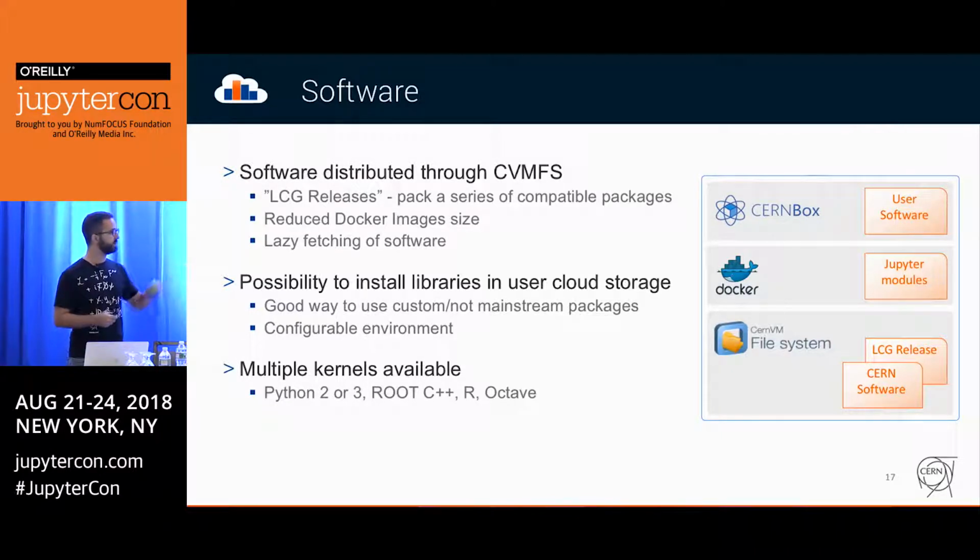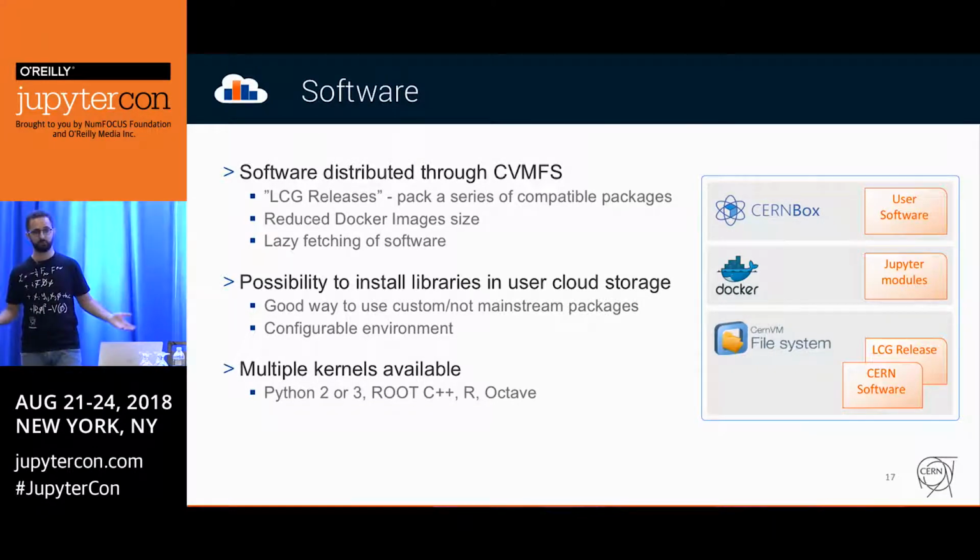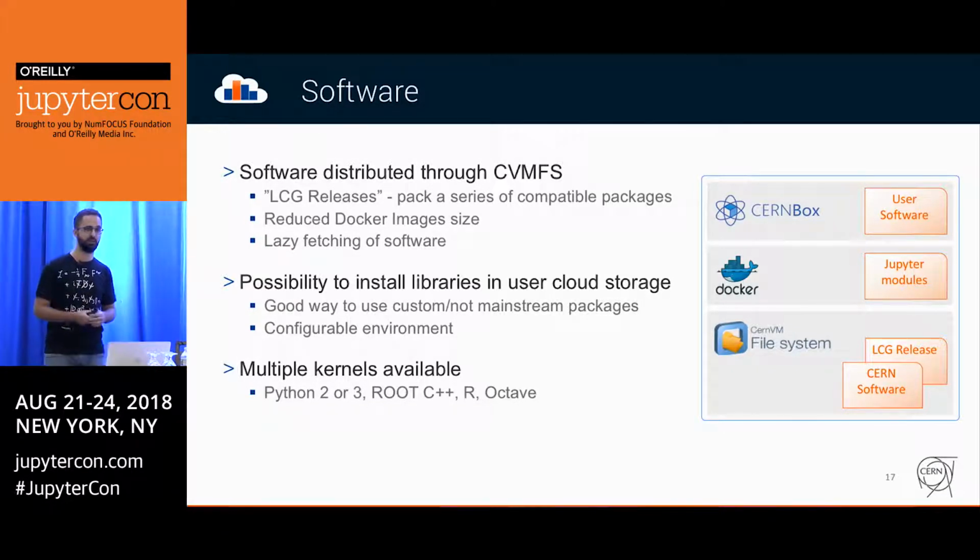And a note here: we are providing four kernels to our users. Python in version 2 or 3, depending on the stack that you choose. We also have ROOT C++, of course. This was the origin of this project. Then we have R and Octave. All of these come from CVMFS because that's where we install them.